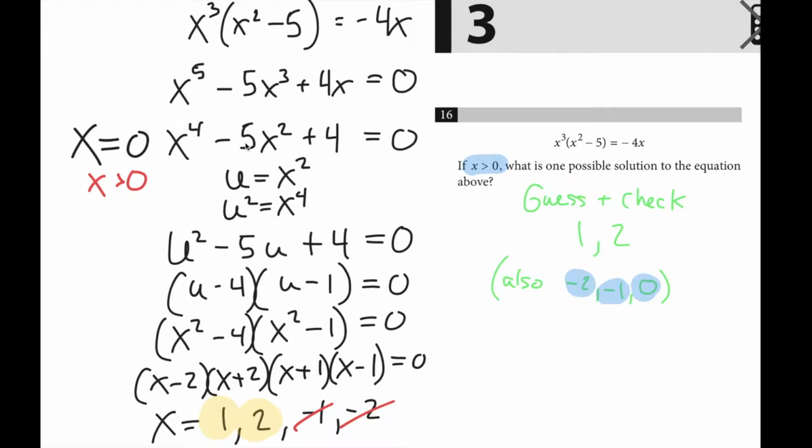So here you have x to the 4th minus 5x squared plus 4. And this looks a lot like a quadratic. In fact, this looks like something you could plug into the quadratic formula or factor if this were just 2 and 1.